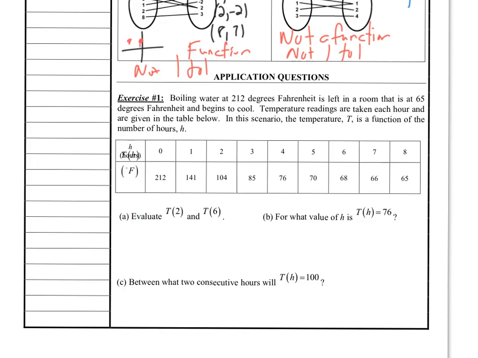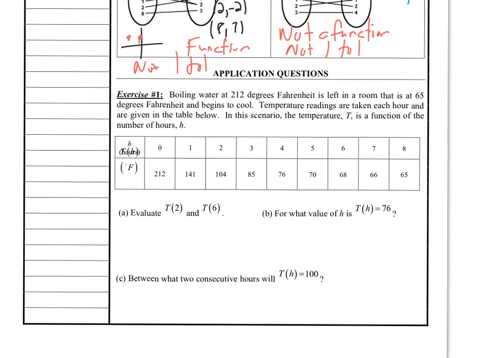So the next couple questions that we're going to be working on are really just application questions, questions that show up on the Regents, kind of important questions here. Boiling water at 212 degrees Fahrenheit is left in a room that is 65 degrees Fahrenheit and begins to cool. Kind of what water does when it's really hot, right? That should make sense. The temperature readings are taken each hour and are given in the table below. In this scenario, the temperature T is a function of the number of hours.